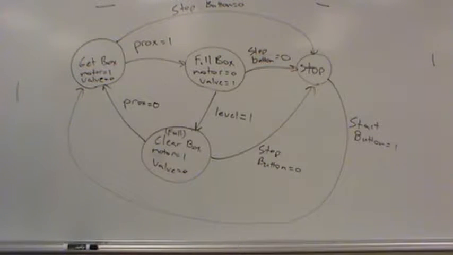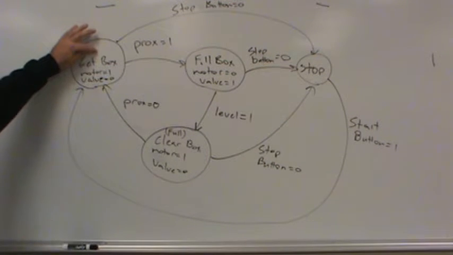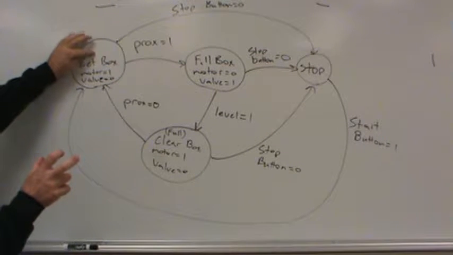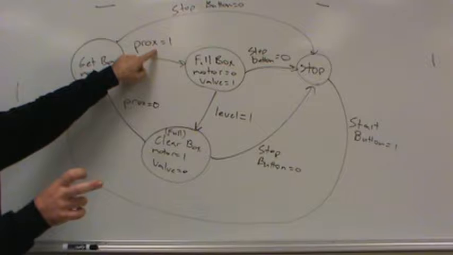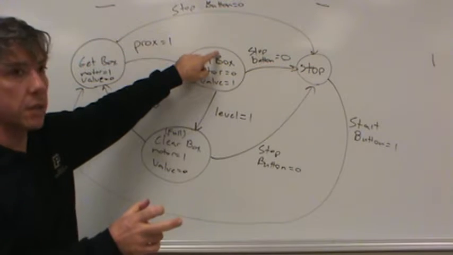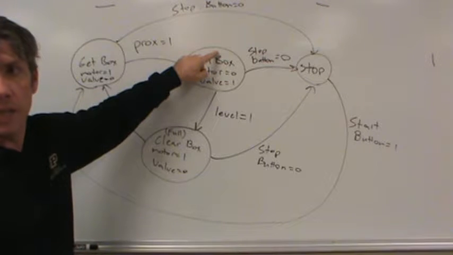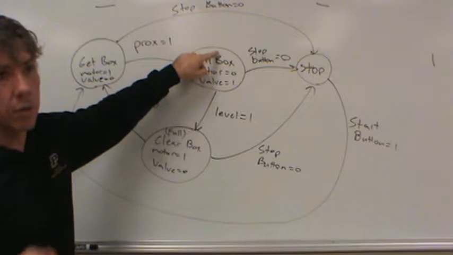For example, there's one potential problem. Let's say that a full box comes along. We're in the get box state. Prox is triggered. Okay, we're going to go to the fill box state. Now remember, the mechanical system cannot respond nearly as fast as the PLC can go through its sequence.